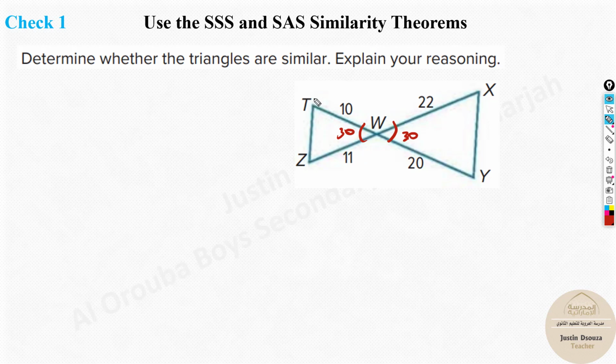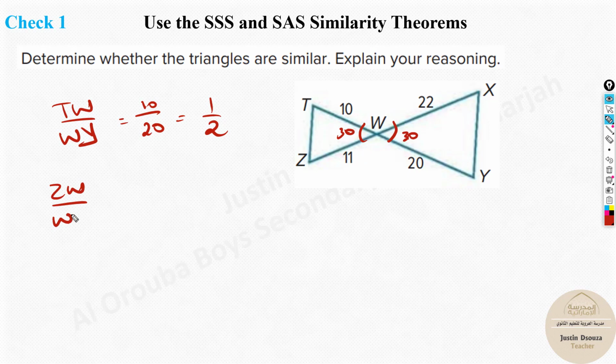Here, which is the smallest one? TW divided by, over here, smallest one is WY. That is equal to 10 by 20. The proportionality is half. What about the other thing? ZW divided by WX. That is 11 by 22. That is half again. Now we got 2 proportionality and the angle is congruent. Yes, these are similar. How do you write it now?